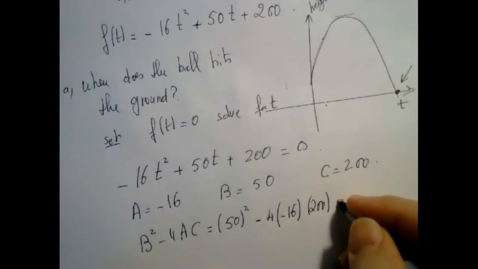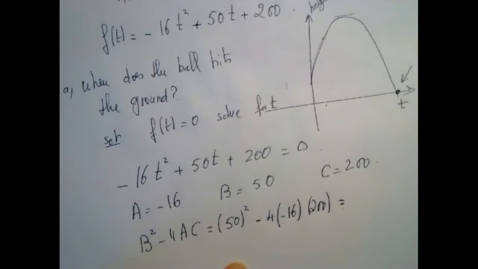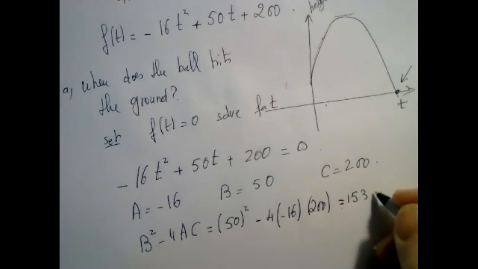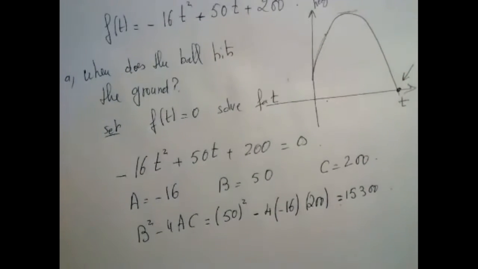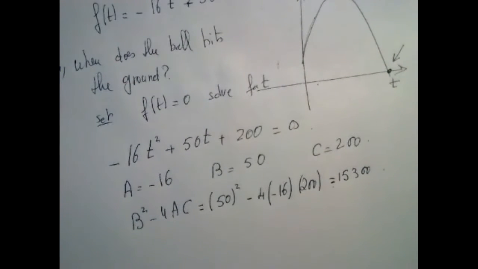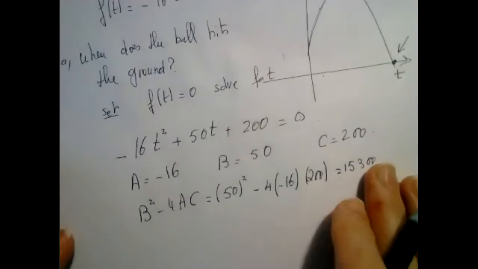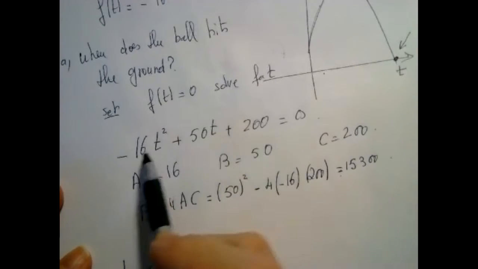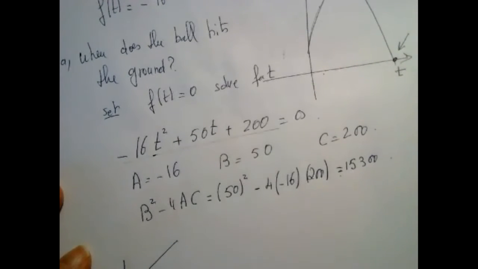And I plug those into a calculator. So I'm going to get 50 squared, 4 times 16 times 200. So I'm getting 115,300. Okay. All right. So in this problem, we are going to find the time. So let's find t. So since it's quadratic, there are two values of t that make this 0. So let us find them.